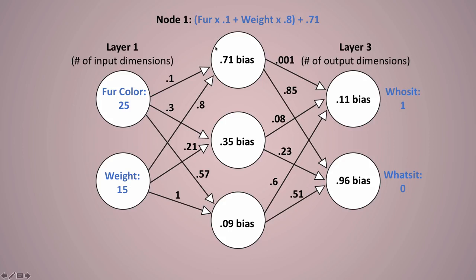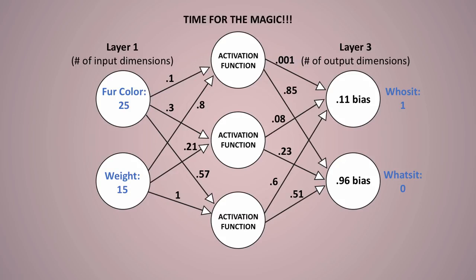So here we go. Node 1 gets fur times 0.1 plus weight times 0.8. See, we have our 0.1 weight and our 0.8 weight. And then we're going to add the 0.71 bias. So that's node number 1. So we're basically saying, let's randomly guess how these two nodes affect our outcome. Let's just start with a guess. And then we're going to do that for each node. A completely different set of weights and biases here. A completely different set of weights and biases here. You can see when we get down here, we're taking fur times 0.57 plus weight times 1, and we're adding a 0.09 bias. So we're basically making a random set of guesses, and then we do the magic.